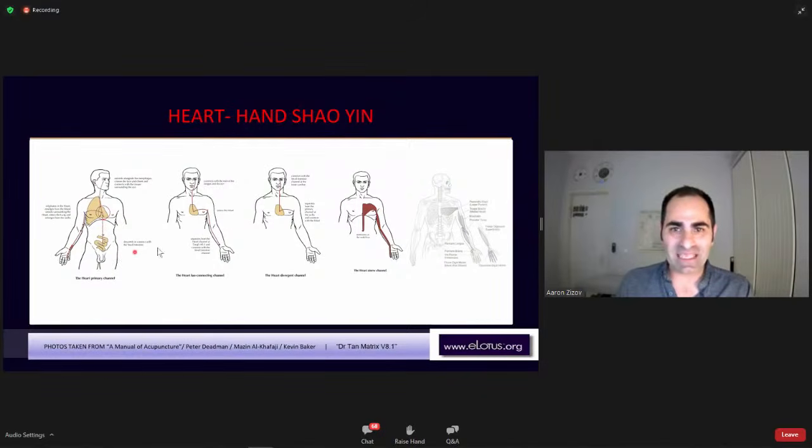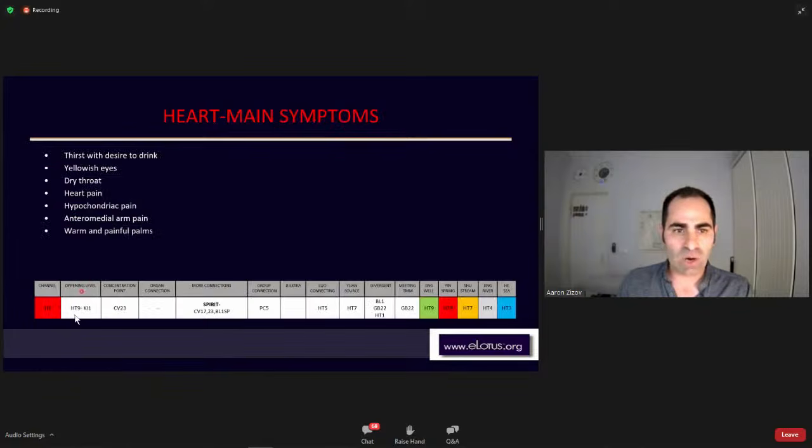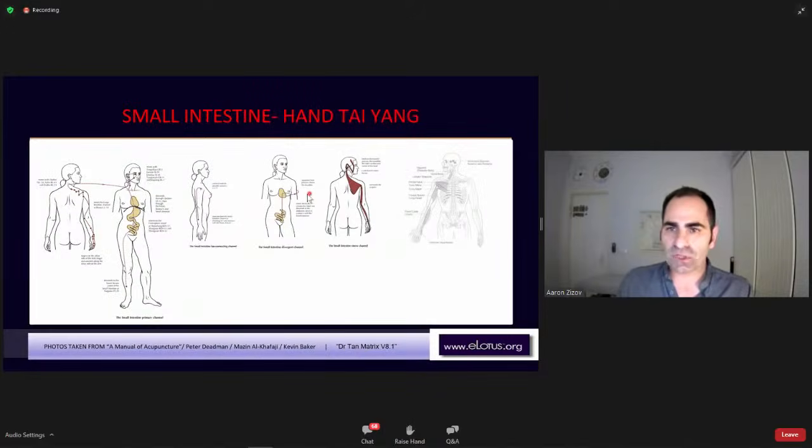Heart, again the same idea, with the understanding of where the channel goes through, connecting to the eyes with a variety of internal branches. So heart is the hand Shao Yin, so heart 9, kidney 1, concentration point with Ren 23, connection to the spirit, and so on. So all emotional issues and basically that.